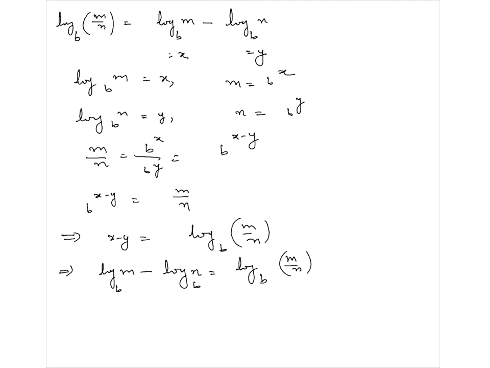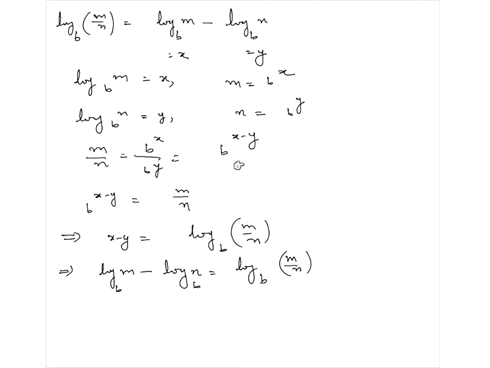Method to prove is similar. Let's take one of them as x, other one as y. From the definition, m is b to the power x, n is b to the power y. We want m by n. So consider m by n. This upon this, b to the power x upon b to the power y, which is b to the power x minus y. Now apply the definition of log. m upon n is this.